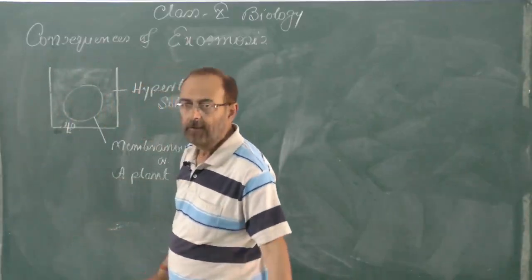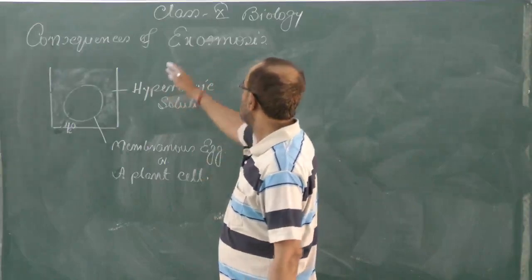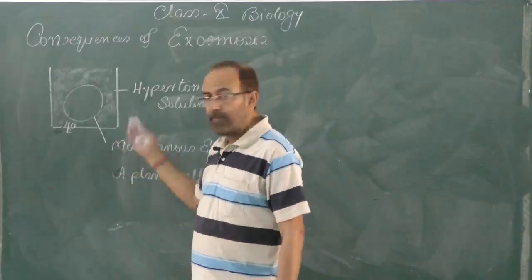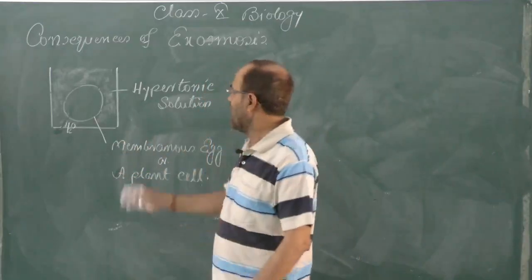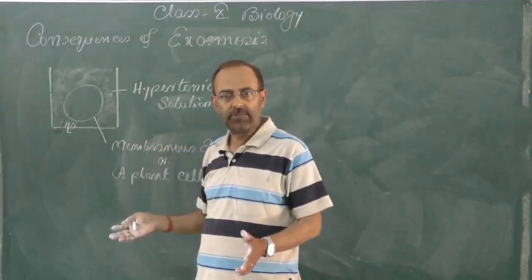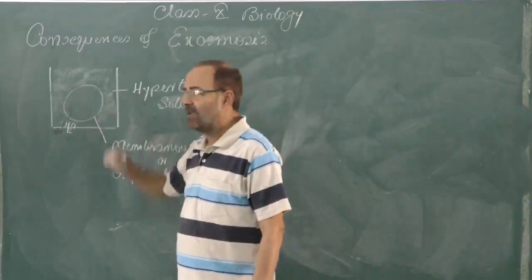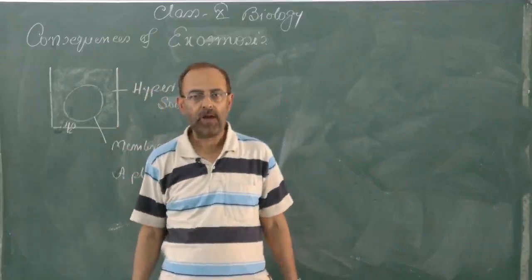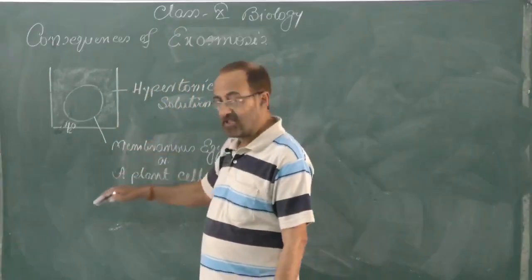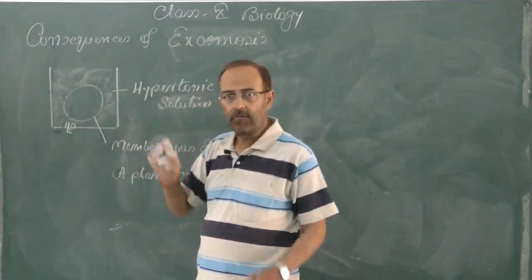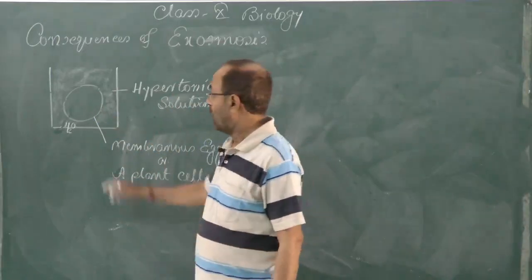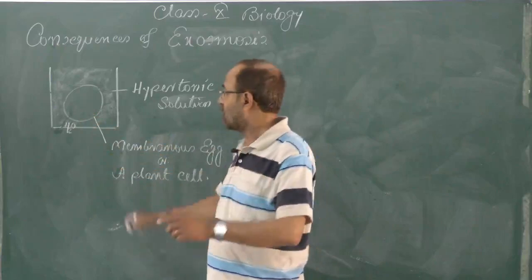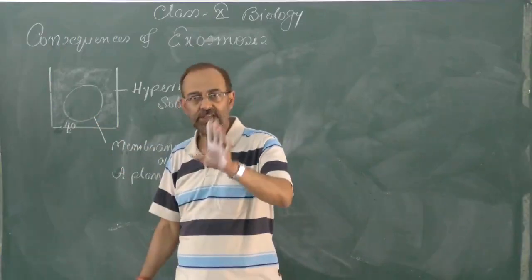Okay. Now, to understand the process of exosmosis and consequences of exosmosis, we are repeating the phenomenon here by keeping the hypertonic solution in an outer medium and then by placing a living plant cell or a tissue into this hypertonic solution. Okay. So, now in this case the water potential or osmotic potential of the water molecule present in the protoplasm of the cell will be more and the water potential of the outer solution will be less.